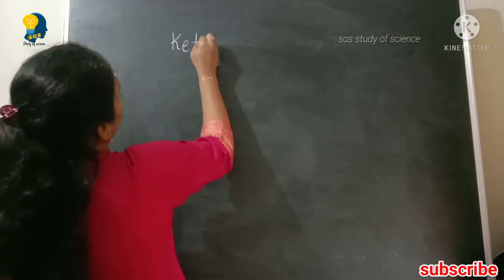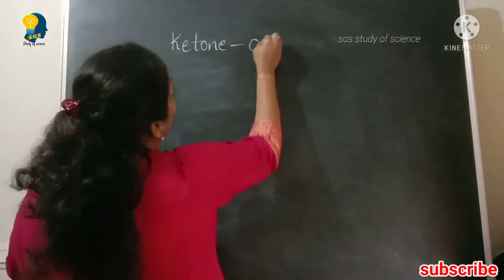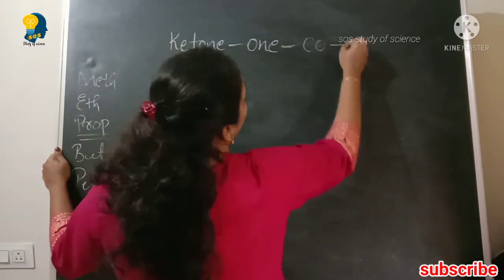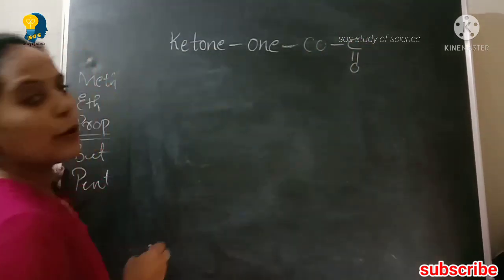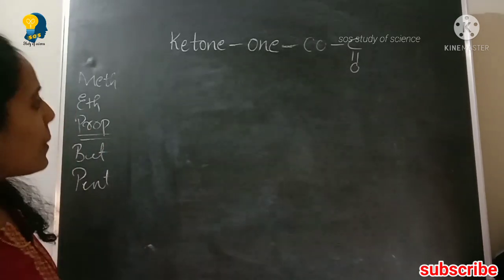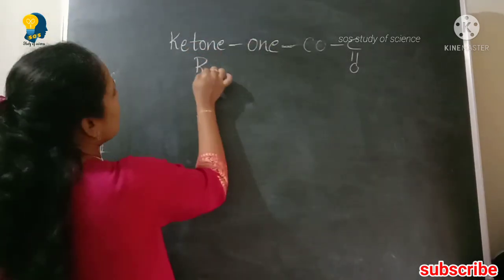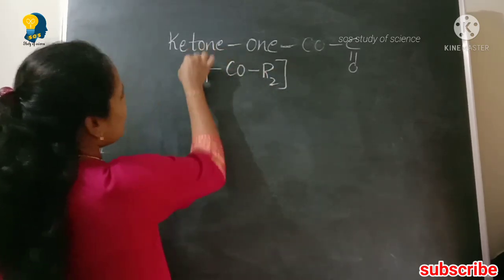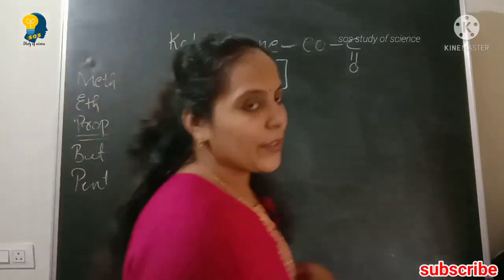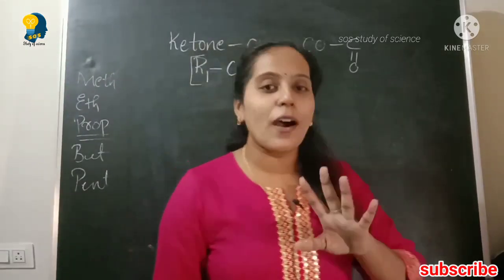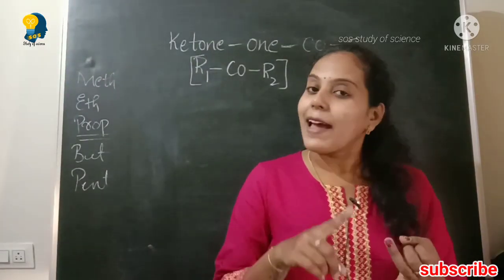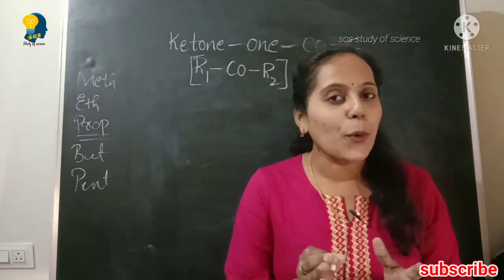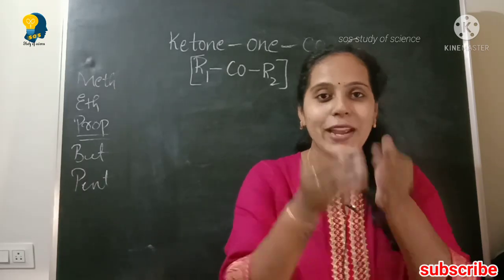Ketone. Its naming part is represented by ONE at the end, CO in its molecular formula, and in structural formula it is C double bond O. Guys, you have to remember there is a general formula for ketone also, that is R1COR2. I told you at the beginning of functional groups that alcohol, aldehyde, carboxylic acid always occur at the end, but ketone always occurs in between.